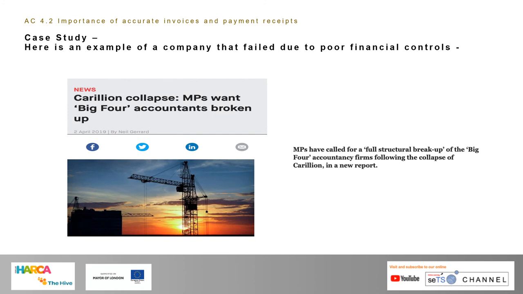MPs have called for a full structural breakup of the big 4 accountancy firms, such as KPMG, following the collapse of Carillion in a new report. They're gunning for the big 4 accountancy companies with a view to breaking them up. This was because Carillion was audited by one of them and was repeatedly signed off for its accounts despite the profit warnings and massive loss and failings echoing throughout. And that was KPMG.